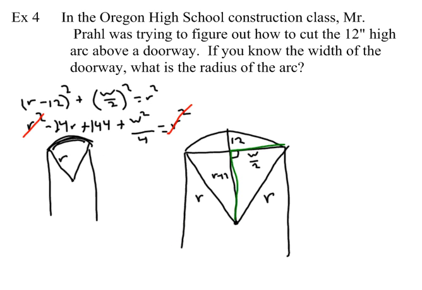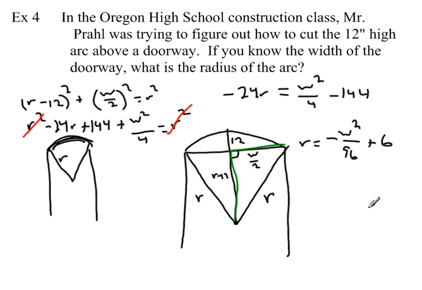So now we can solve for R in terms of W. Let's get that R by itself. So we can say negative 24R equals w squared over 4 minus 144. And if we divide by negative 24, we get r equals, well, dividing by negative 24 is like multiplying by 1 over negative 24. So we get negative w squared over 96 plus 6.